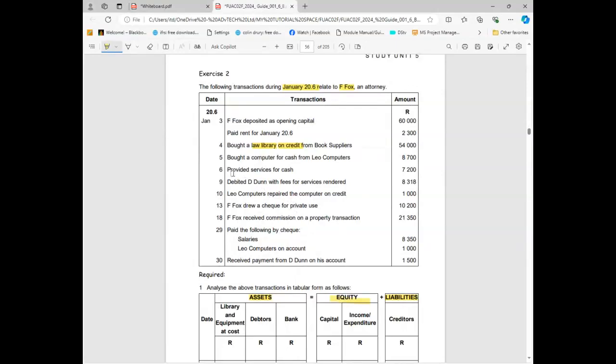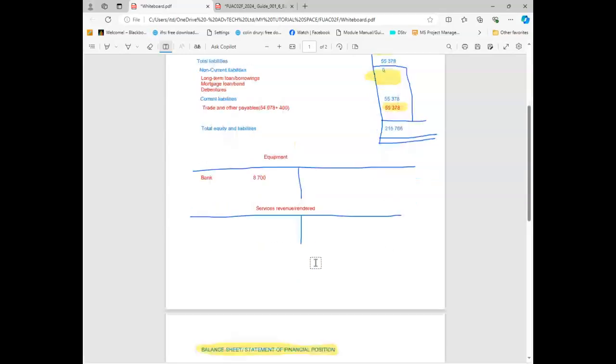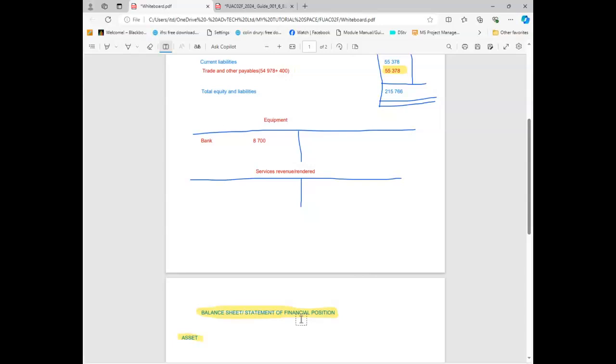On the 6th, provided services for cash. What do you think are the 2 accounts? Service revenue and bank, sir. Perfect. Services revenue, or you can say services rendered. But I'm gonna write services revenue because you said revenue. Next time when they give you an account called services rendered, don't worry, it's the same thing. Okay. Between the bank and the services rendered, which one must I debit and which one must I credit? Debit bank, sir. Credit services rendered. Perfect.